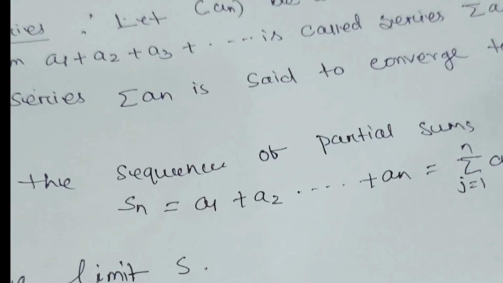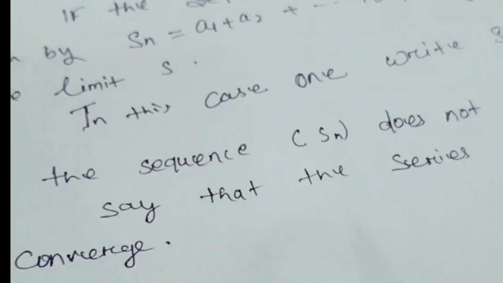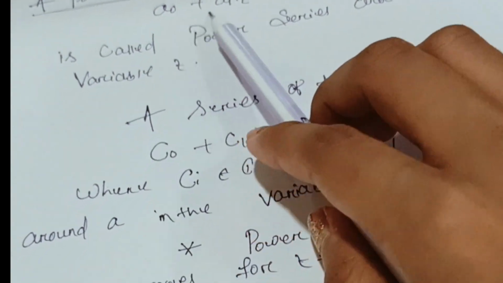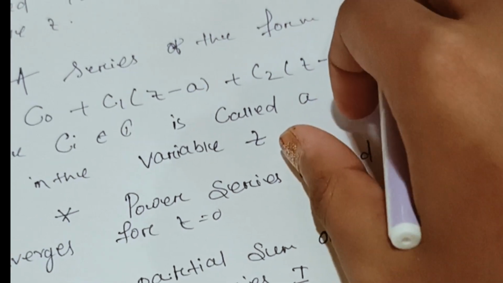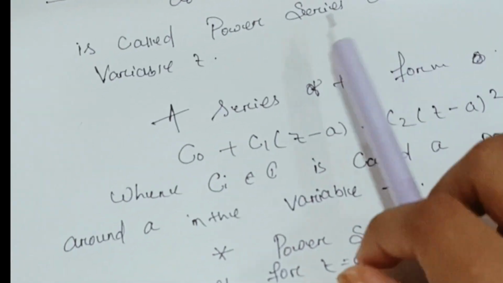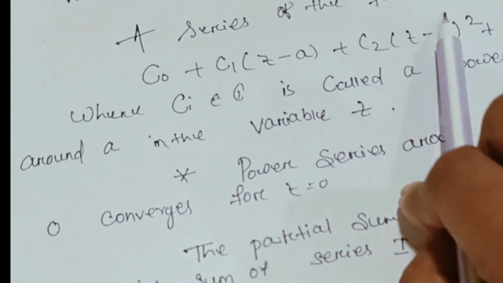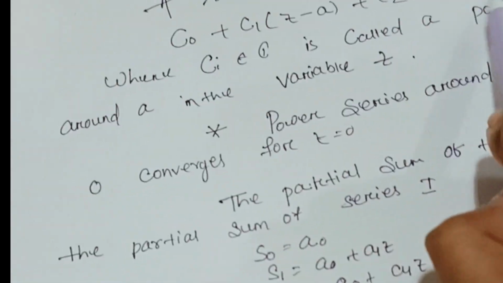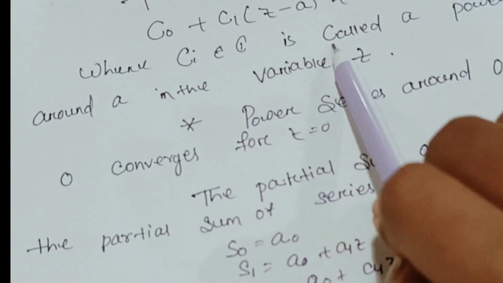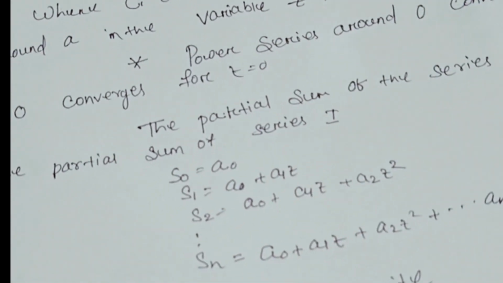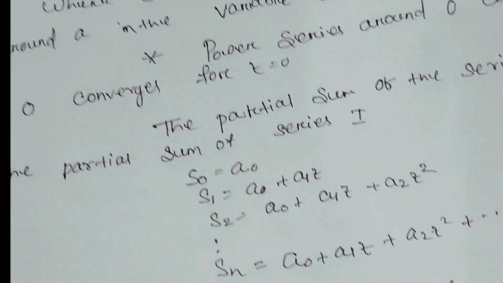And now we will see power series. A series of the form a0 plus a1z plus a2z squared and so on, where ai is an element of the complex numbers C, is called a power series around 0 in the variable z. A series of the form c0 plus c1(z minus a) plus c2(z minus a) squared and so on, where ci is an element of the complex numbers, is called a power series around a in the variable z. And this is the main point.